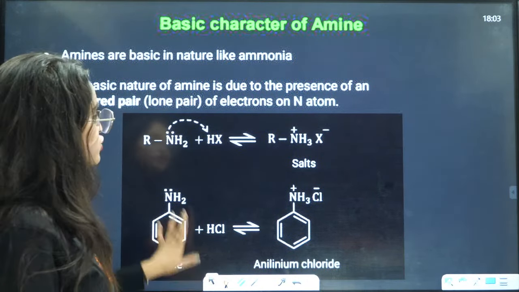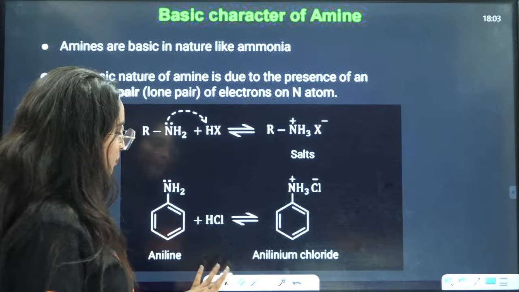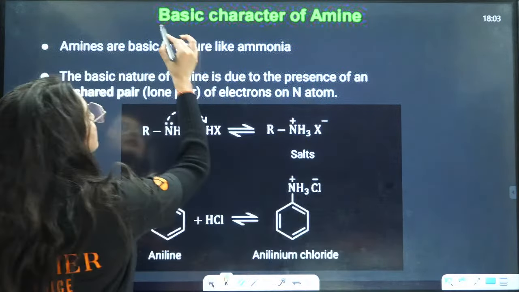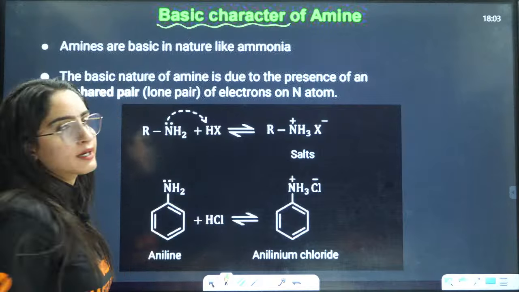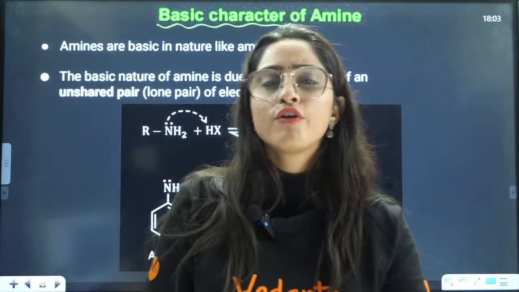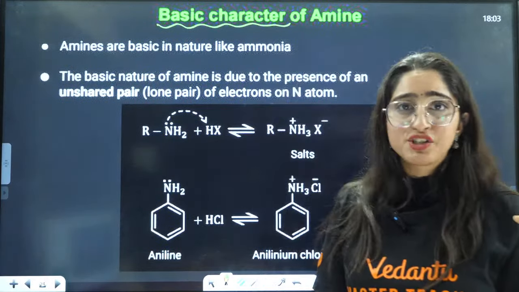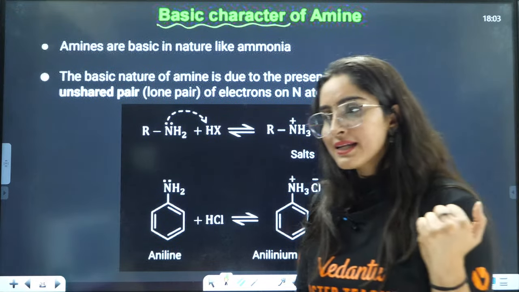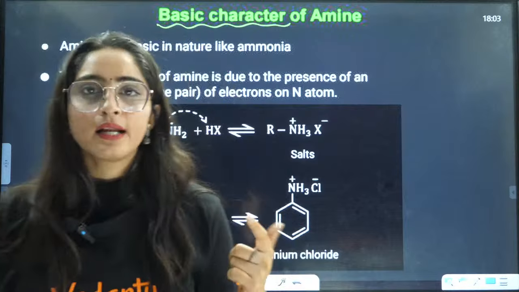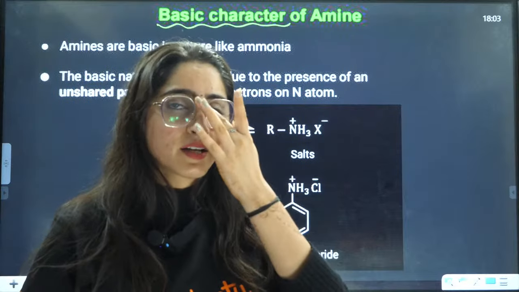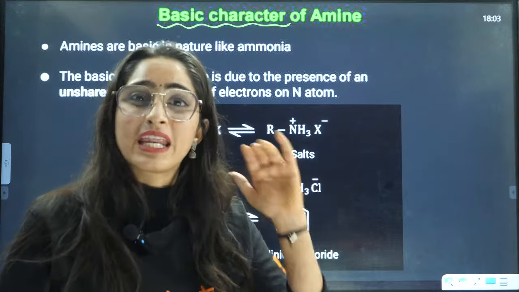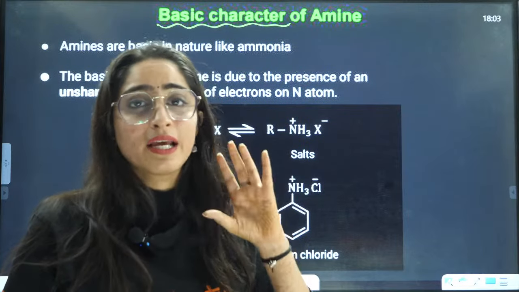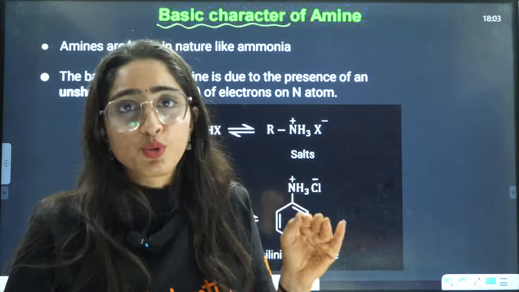Now let us talk about the most important topic, that is basic character, right? What about the basic character of amines? Firstly, we will talk about the gaseous phase, then we will talk about the aqueous phase. For basic character, basically acidity and basicity, it is a very vast topic and it is usually asked, right? That is linked to GOC.